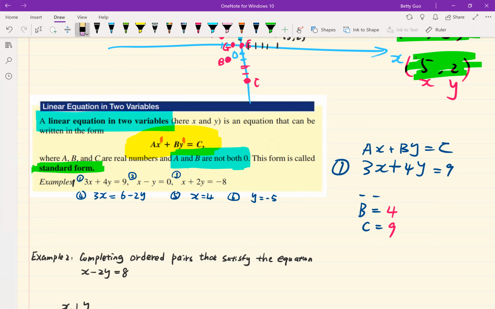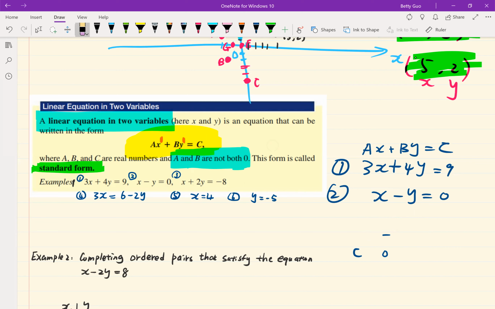That's number 1. Number 2, x minus y equals 0. It is a linear equation in two variables because it's in the standard form of a linear equation in two variables. A is 1. It is the coefficient of the variable x. B is negative 1. It is the coefficient of the variable y. C is 0. It's the constant on the right of the equation.